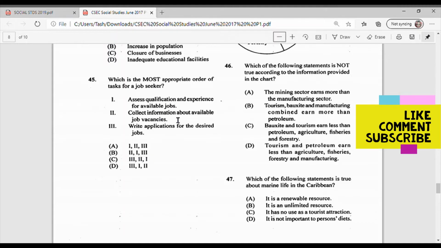So after you collect information about the available job vacancies, then you would assess your qualifications and experience for the job that is available. Then you write your application. So it would be 2, 1, then 3. So that is your answer, letter B for number 45.